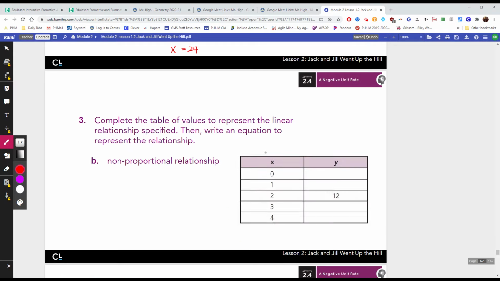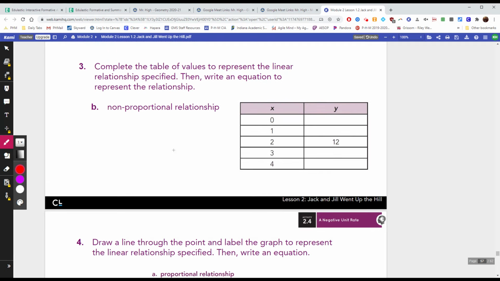For the letter B, this time it is non-proportional. So all that matters is that I am still increasing by the same rate. So I'm still going up by the same amount from one point to another. So it doesn't really matter where I start as long as I increase by the same amount. So just as an example, I'm going to start at 2, and then let's go up by 5, I think will work. So from 2 to 2 plus 5 is 7, 7 plus 5 is 12, 12 plus 5 is 17, 17 plus 5 is 22.